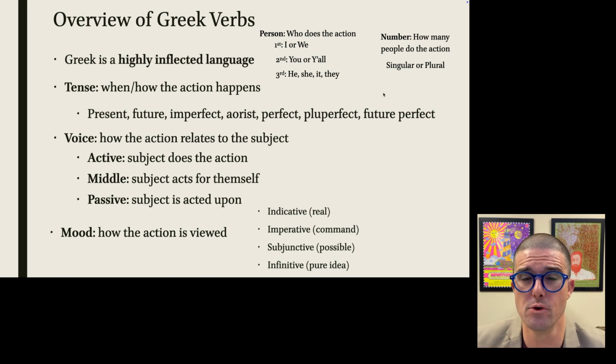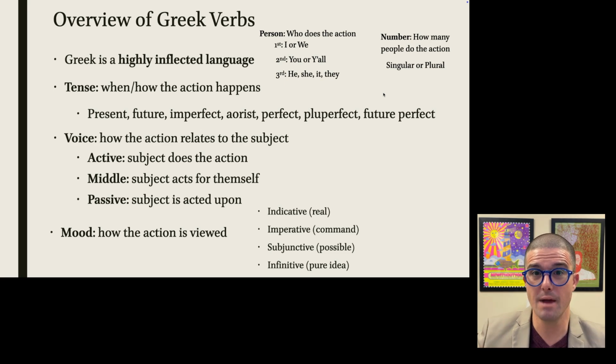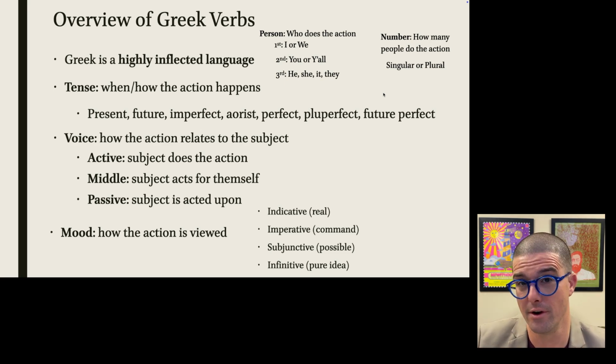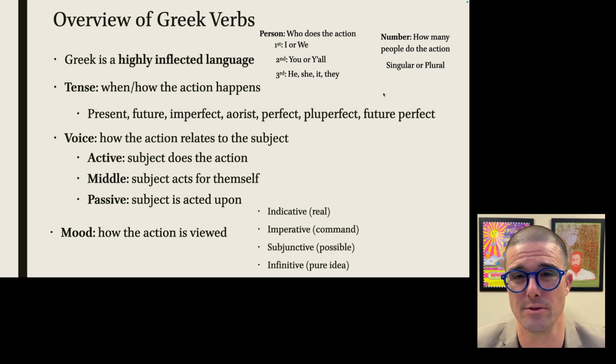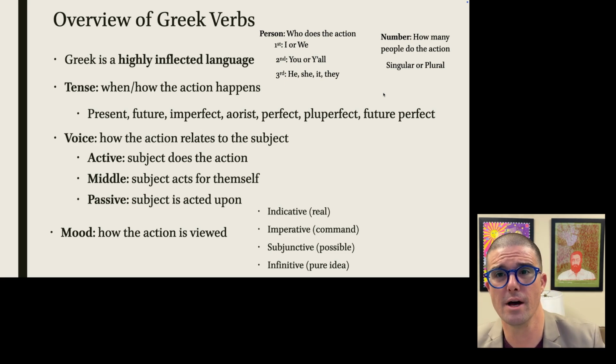Whereas the imperative mood is a command. Teach us, Dr. Elder. So the action may or may not happen depending on whether or not the one who is commanded does the action that is commanded to them. So the imperative mood is the mood of command.